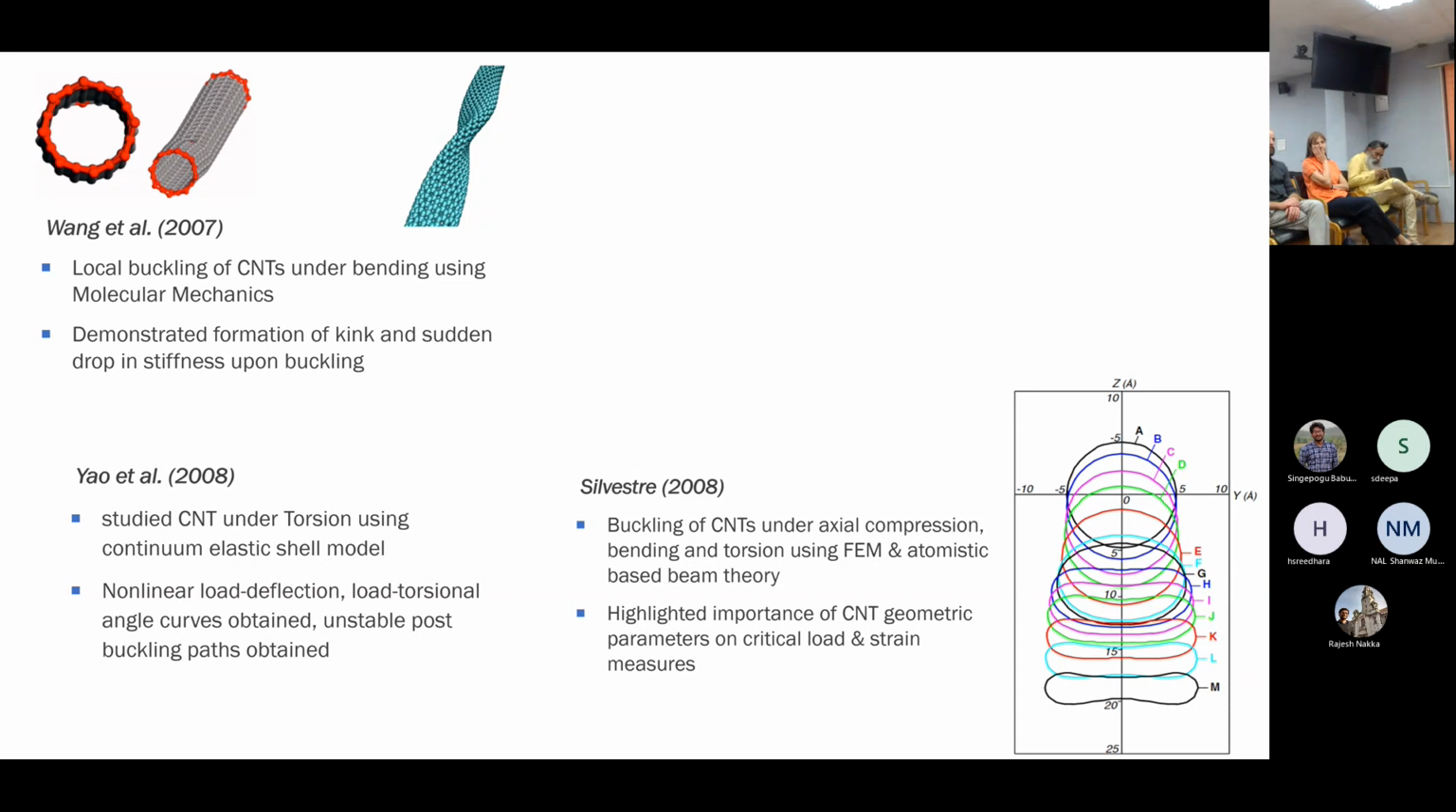And Silvestre studied the buckling of CNTs under axial compression, bending, as well as torsion using FEM and atomistic-based beam theories. So they highlighted the importance of geometric parameters of carbon nanotubes on the critical load and strain measures. Here in the figure, you can see that upon increasing the load, the cross-section of the carbon nanotube, which initially was a circle, slowly deforms and takes a dumbbell kind of shape. So this cross-sectional deformation affects the overall stiffness of the carbon nanotubes, leading to a lower bending load or buckling load compared to what the classical theories could predict.